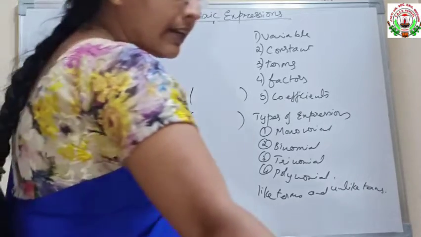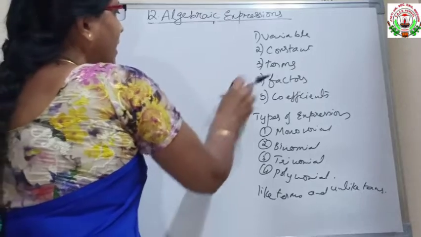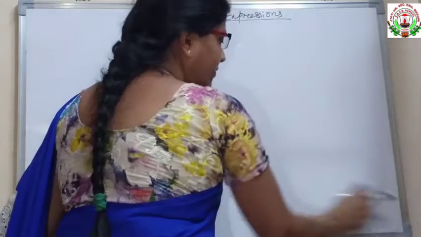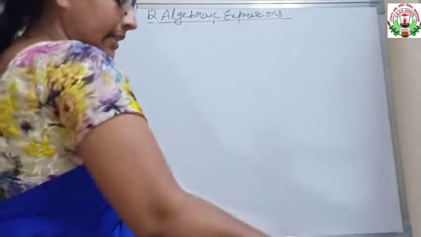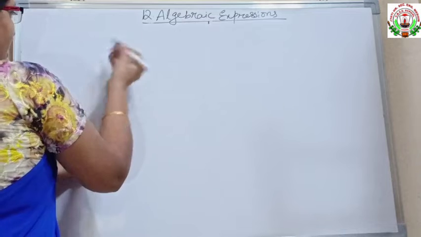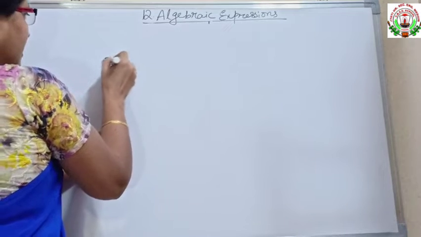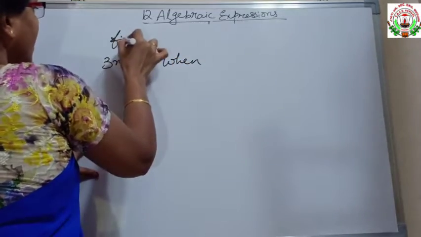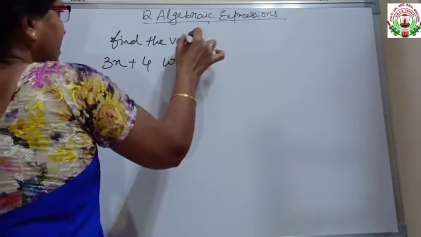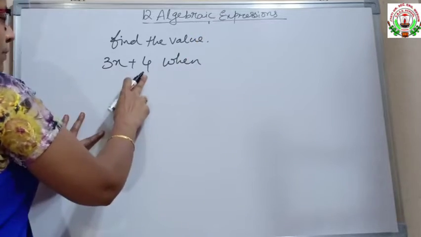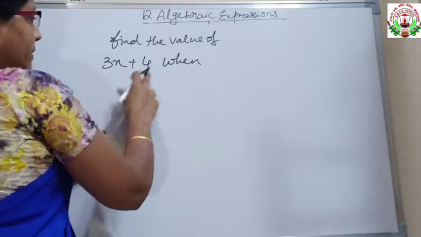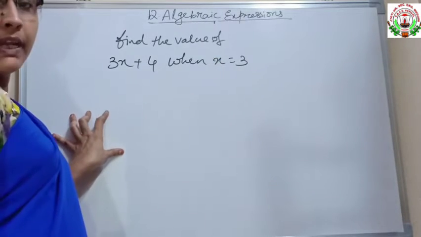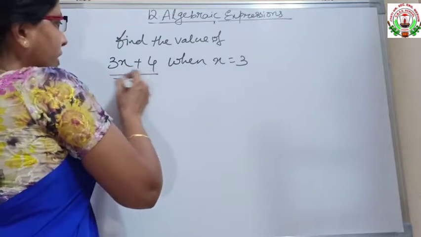Now continuing with our next topic, that is, while the given expression is there, we have to find the value. Like example, I am writing an expression as 3x plus 4. Find the value of 3x plus 4 when x is equal to 3. Means we have to find the value of the given expression.